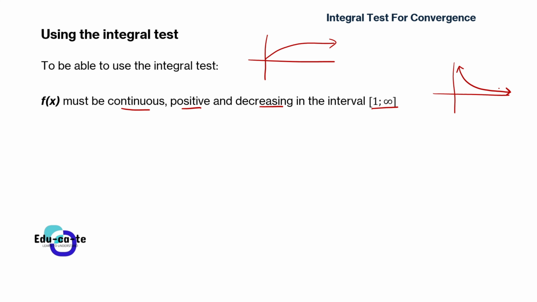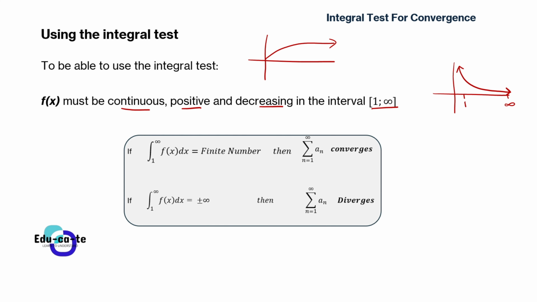So it must be continuous, positive, and decreasing. You can see in this case that this function decreases from x equals 1 to x equals infinity. So for you to be able to use the integral test, these three conditions must be met. And then, how do you interpret the results of an integral test? If the integral from 1 to infinity of f of x dx is a finite number, then you can say that the series is converging, because you are approaching a finite number in your integral of the function. But if the integral of f of x dx is equal to infinity or negative infinity, then you can say that your series is diverging.